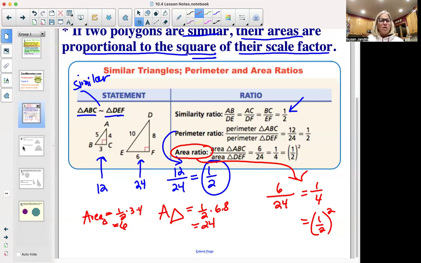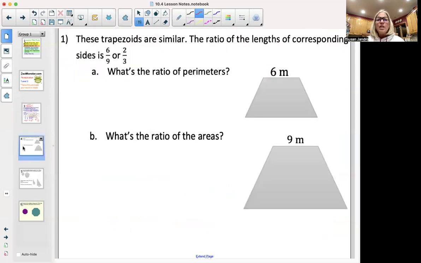All right, well, let's talk about that in another problem. So first of all, the trapezoids are similar. So that's important. You need to know that they're similar. And then it says the lengths of corresponding sides is 6 over 9, or 2/3. So you see the picture, and that's 6, and that's the length of that side, and that's 9. And so the ratio of the littler one to the bigger one is 6/9, or reduce it to 2/3. That's the ratio of the sides.